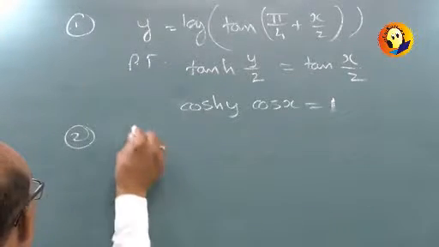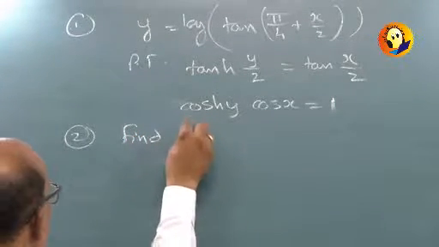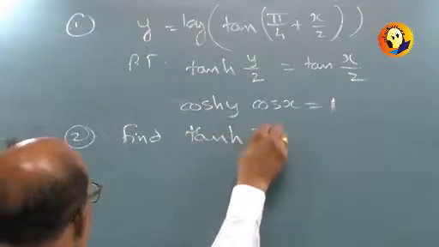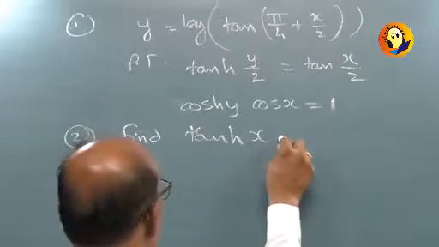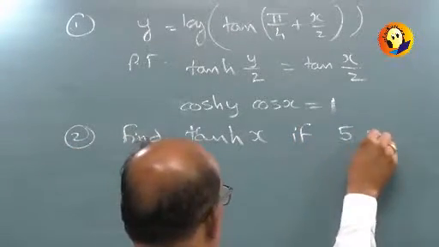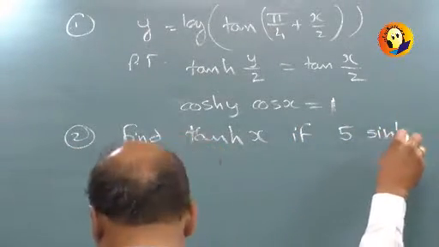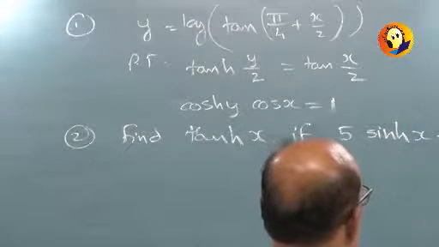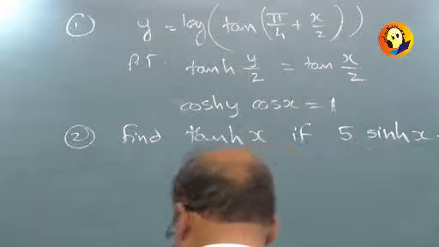Second, find tan x if 5 sin x minus cos x is equal to 5.